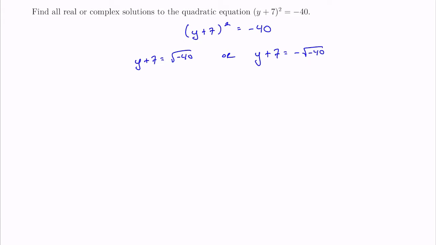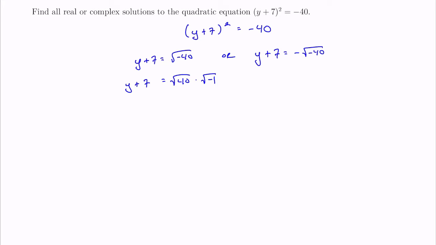I personally tend to first simplify the radical so that it can be on its own on the right side of the equation. The first step in simplifying the square root of negative 40 is to bring the negative 1 factor of that radicand into its own radical. So we'll rewrite the square root of negative 40 as the square root of 40 times the square root of negative 1. On the left side of the equation, though, we still do have y plus 7. So our second equation in total becomes y plus 7 equals the square root of 40 times the square root of negative 1.